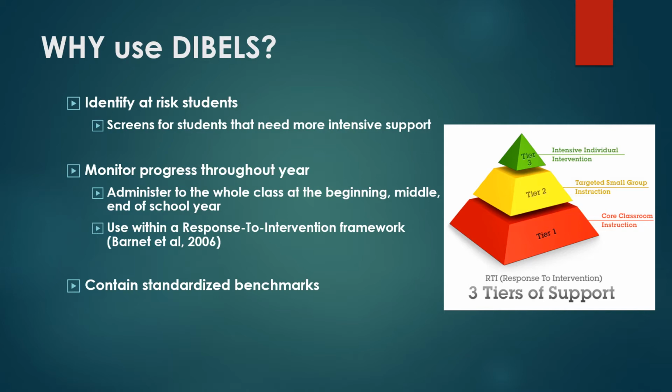DIBELS are a great screening and progress monitoring tool in a response to intervention model. Students can be identified as needing extra support, and instruction can be modified accordingly. Third, DIBELS contains standardized benchmark goals for each measure and time period using a minimum cut point. A student meeting the goals is considered to be on track for becoming a successful reader.